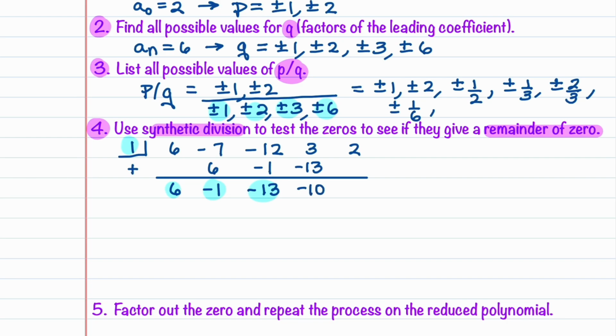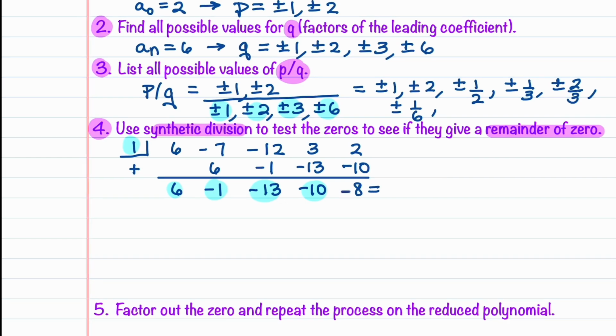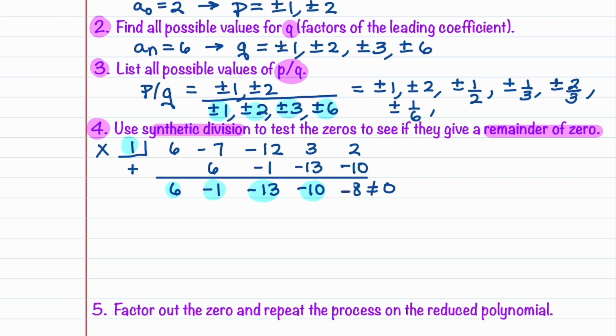Let's keep going, though, and just make sure. 1 times minus 10 is minus 10. So we end up with a remainder of minus 8, and that is not equal to 0. So 1, we'll put an x there, is not a 0 of our polynomial. Now let's go ahead and test minus 1. I like testing 1 and minus 1 first, just because it's easier.